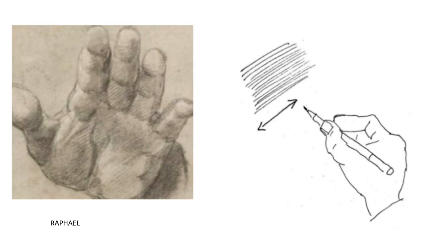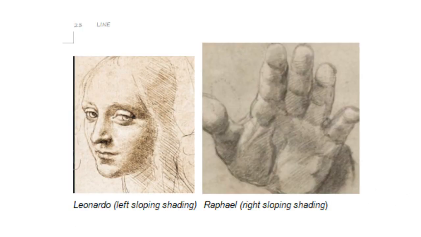By a similar process, it could be worked out that Raphael was right-handed. Here he is doing a study of a hand in which you can see the natural sloping lines of a right-handed person being evident. Here you can see the two examples together, Leonardo on the left and Raphael on the right.